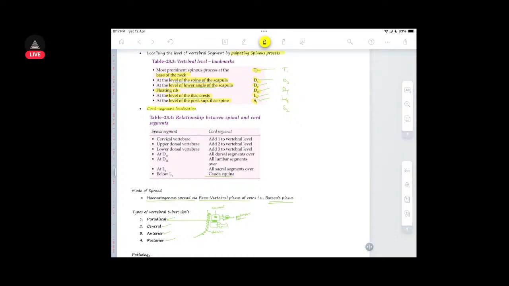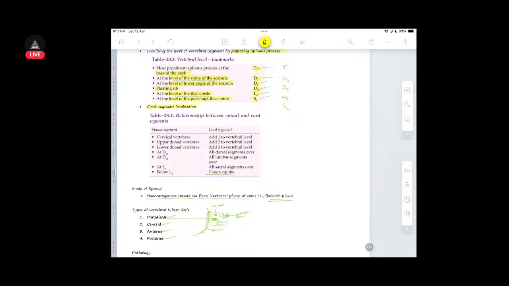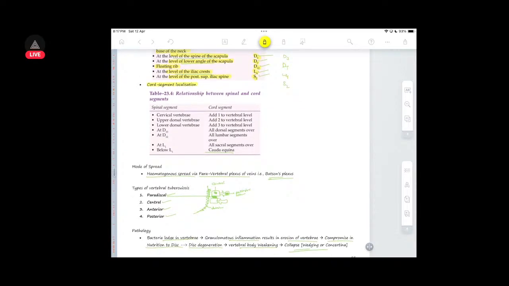Then you have cord segment localization. In upper cervical vertebra, you add one to the vertebral level. In upper dorsal vertebra, you add 2 to the vertebral level. Lower dorsal vertebra, you add 3 to the level. At D10, all dorsal segments are over. D12, all lumbar segments are over. L1, all sacral segments are over. Below the L1, cauda equina.